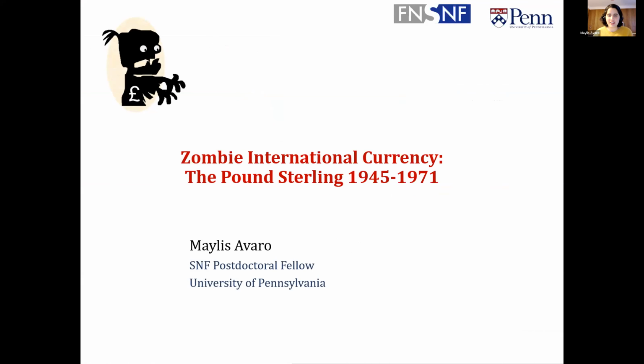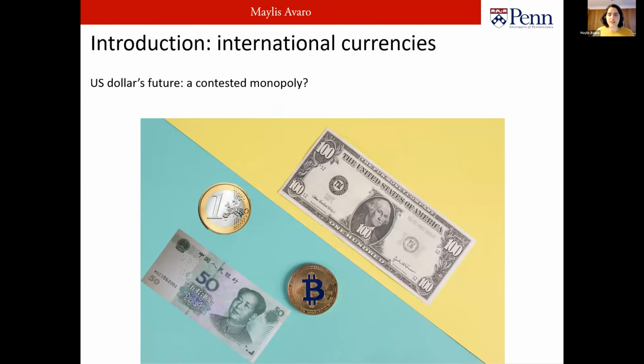So today I'm presenting this paper on an international currency, the pound sterling. International currencies are important instruments of the international monetary system. They are used for cross-border payments and international capital flows, and there is a debate about the future of the dollar, because it was the main international currency for the last 50 years, but its monopoly has recently been contested.